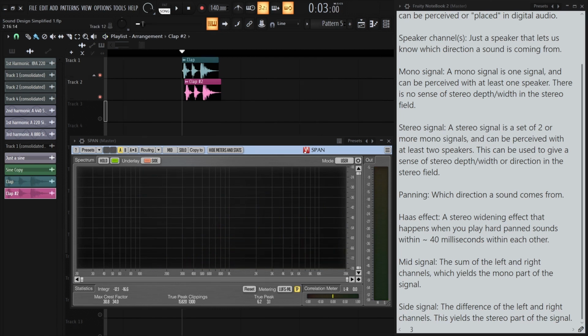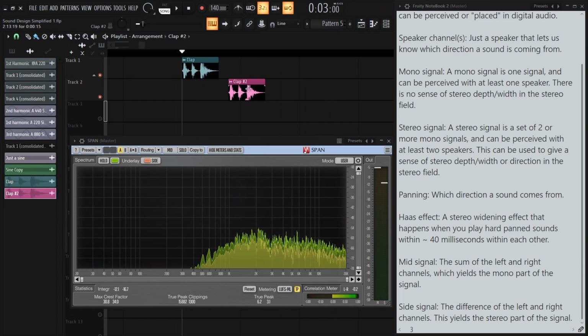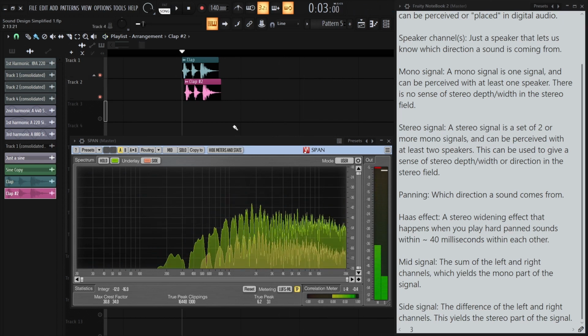Just keep in mind that the sounds need to be played almost at the same exact time. Otherwise, we'll perceive them as two different sounds, like this, for example, versus this, or this.